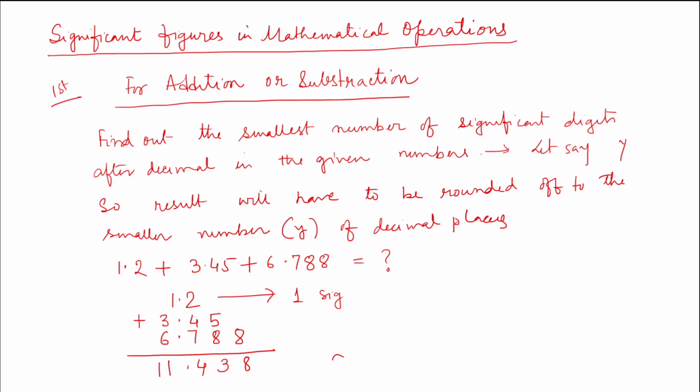See carefully, the number 1.2, what we have to look at? The number of significant digits after decimal. So 1.2 में क्या है? Point के बाद 2 है, so it will have 1 significant digit. So the answer that has to be rounded off, जो answer को round off करना है, will have to keep it up to 1 significant digit after decimal. So it is rounded off to 11.4.